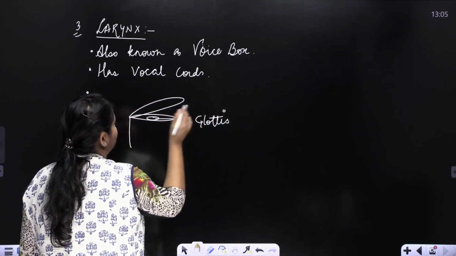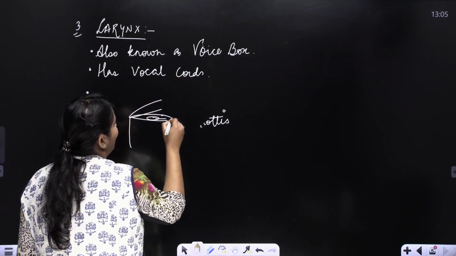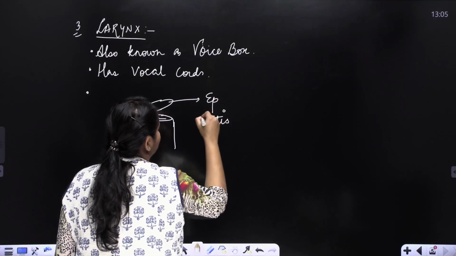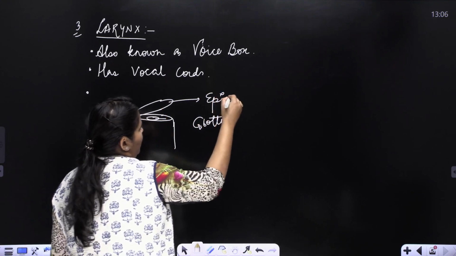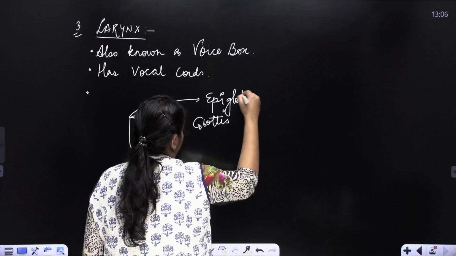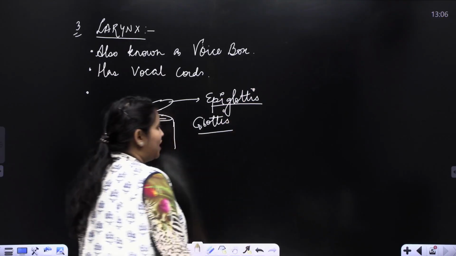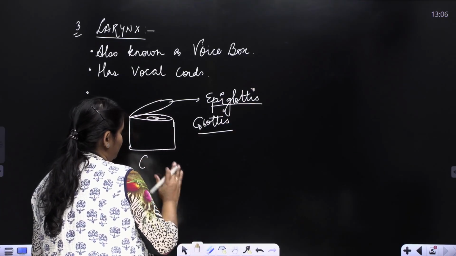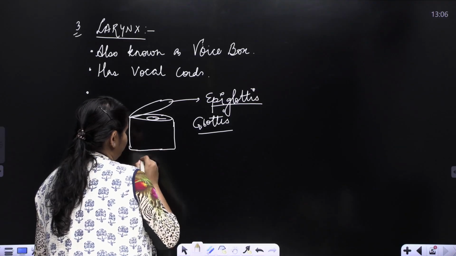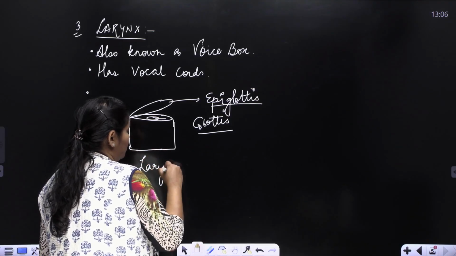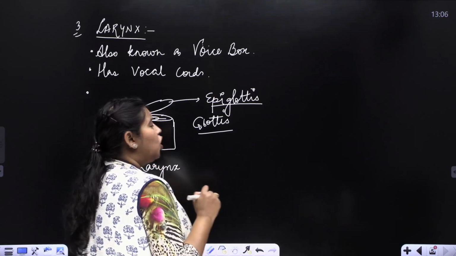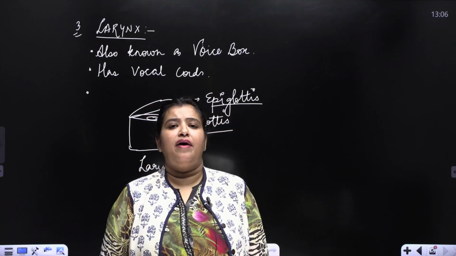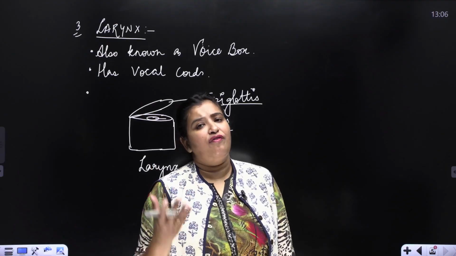which is kept covered by a cartilaginous flap known as the epiglottis. So we have two parts here in the larynx, the glottis and the epiglottis. What is their role? Glottis is the opening to the respiratory tract. That is, it allows the movement of air in the respiratory tract after the pharynx.